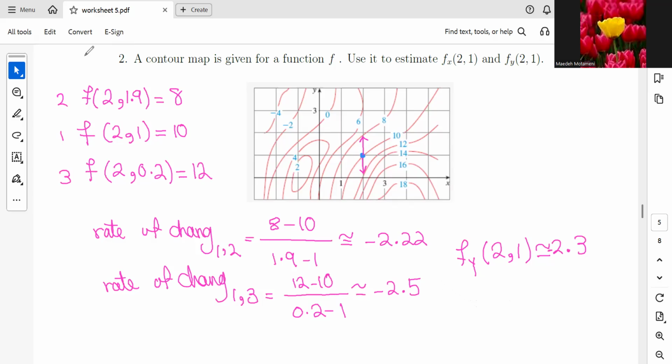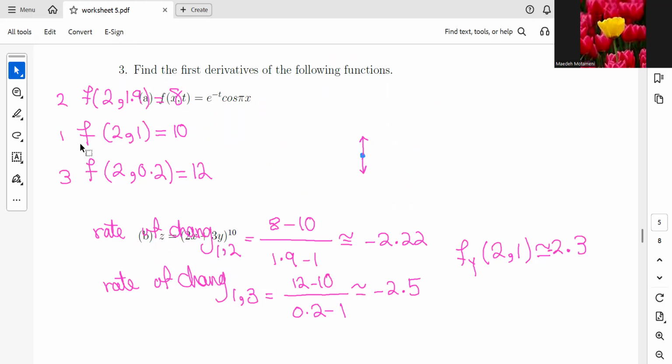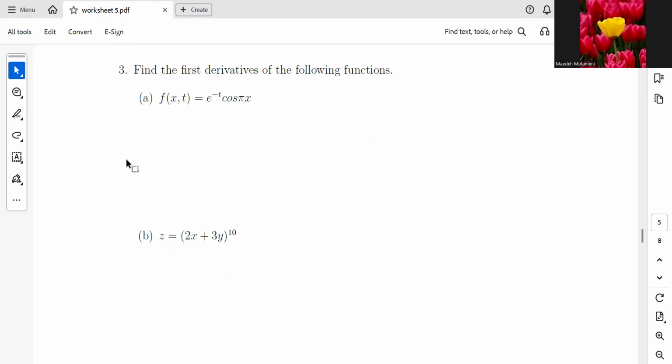Let's do number 3. Find the first derivative of the following functions. So when it says first derivatives, it means that you're going to find the first derivative with respect to x of x and t, also the first derivative with respect to y of x and t.